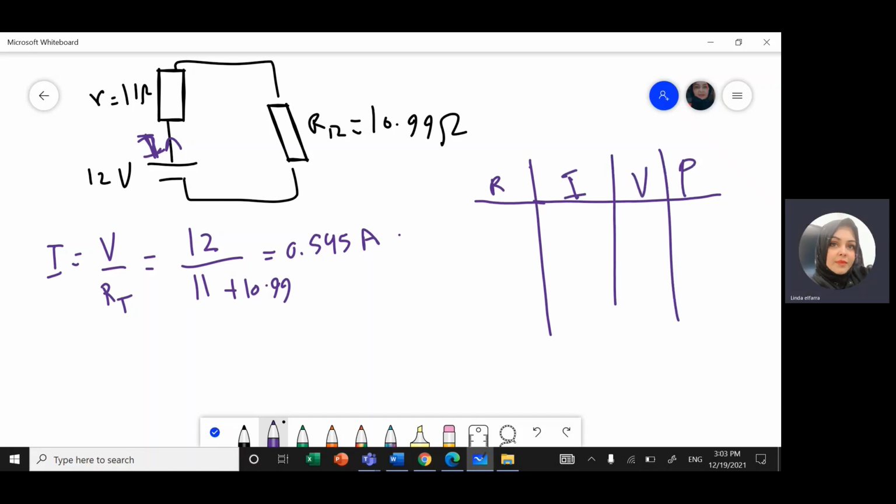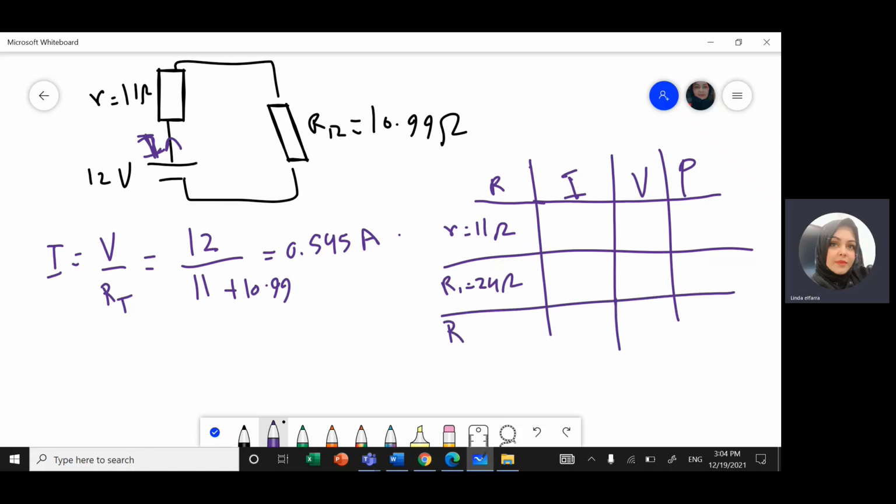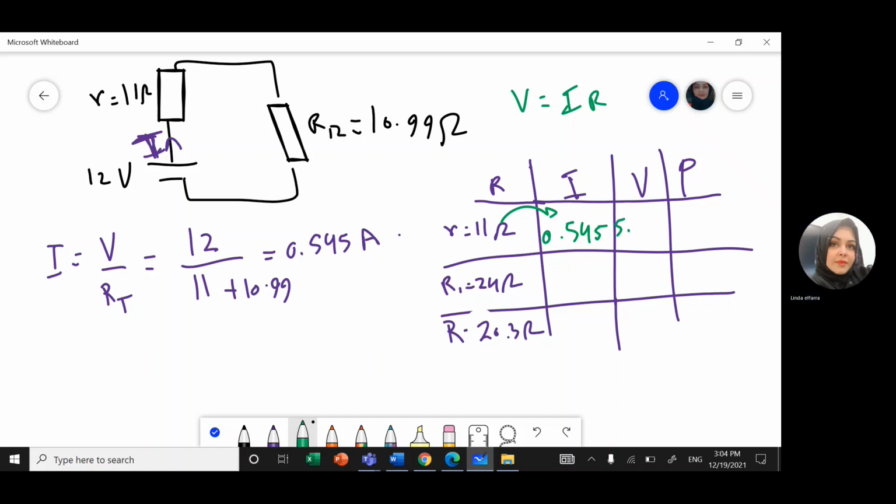And then we will do the RIV table, R, I, V, and we're going to add the power because in the second section the question also wants us to find the power. Small r, I have 11 ohm. R1, 24 ohm. R, 20.3 ohm. Now, the small r has the same current I, which is 0.545. How can I find the voltage? From Ohm's law, V equals I times R. Just multiply these together and we'll get the voltage. The voltage will be 5.955.